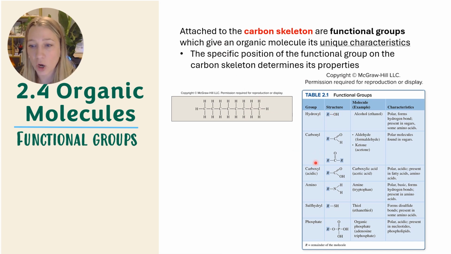We also have carboxyl groups. These are acidic groups, COOH. They're found in acids like fatty acids and amino acids, and they act as a weak acid.